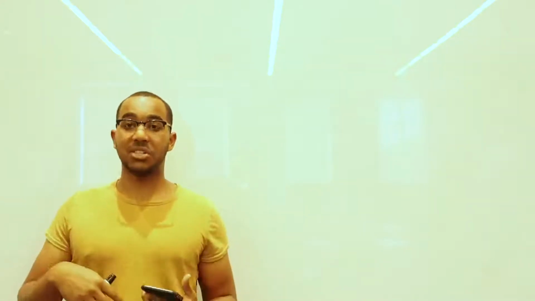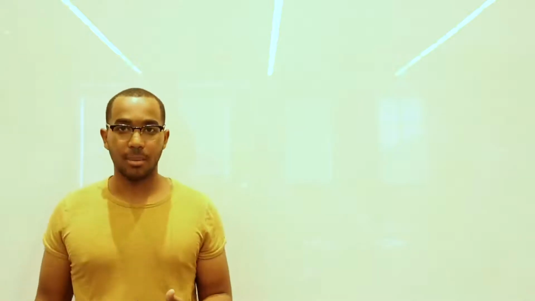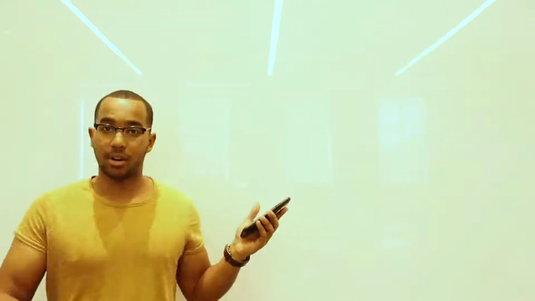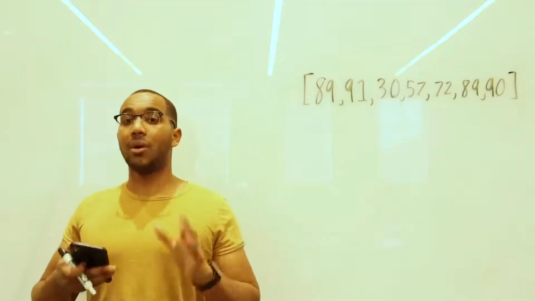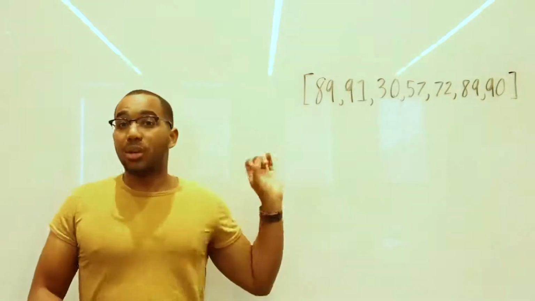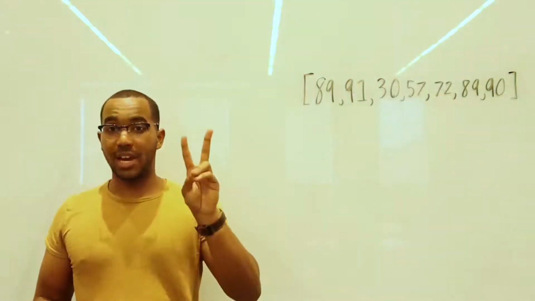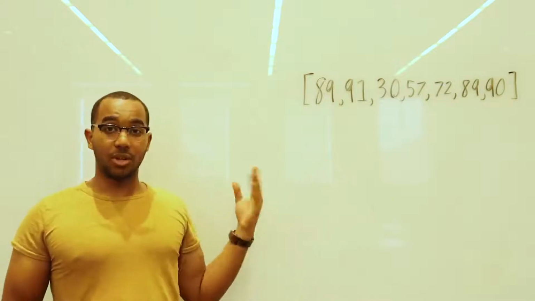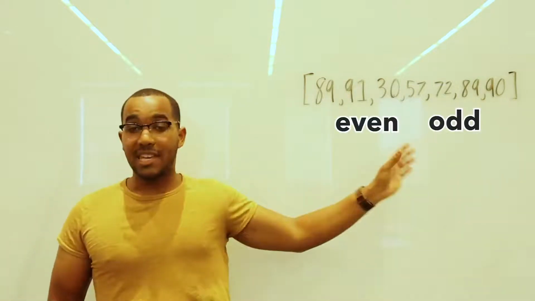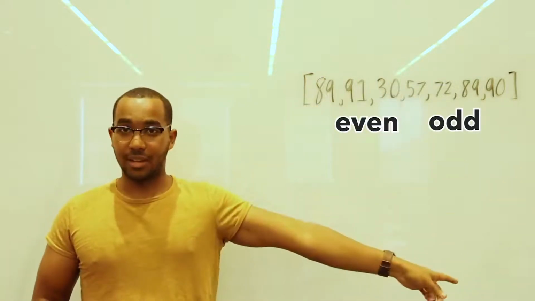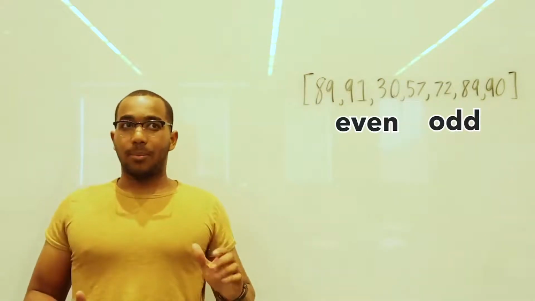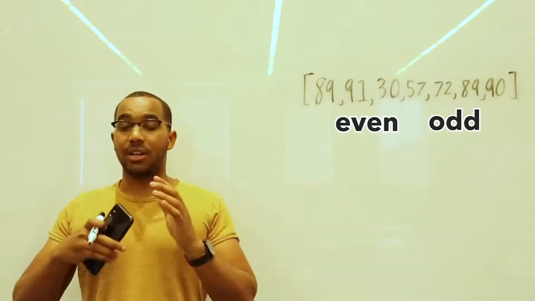So now let's look at an example of a problem that we can solve with less space and actually stay in linear time. So let's put an array here. We're given this array, and the question is we want to partition the array so we have two sections, a section of even numbers and a section of odd numbers. Evens first, odds second.